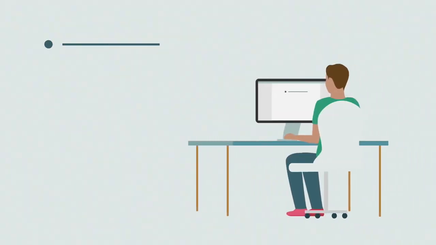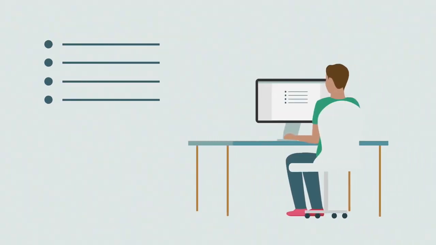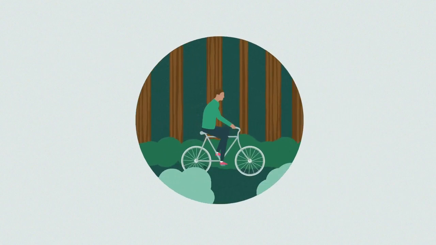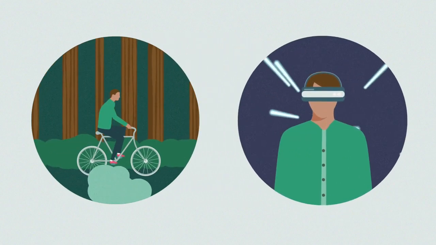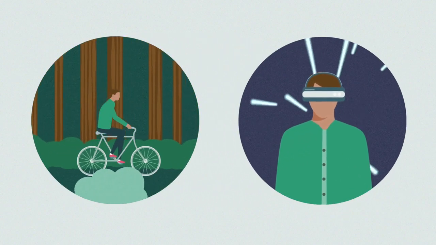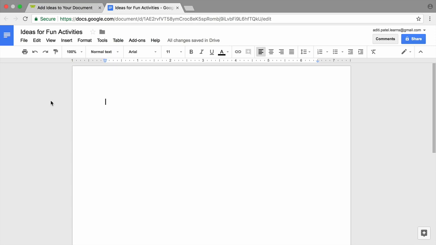Then think of a few activities you might like to do with a friend. These can be actual activities you like to do in your hometown, or imagined activities you've never tried before. Type the activities into your document. To type in the document, click in it.